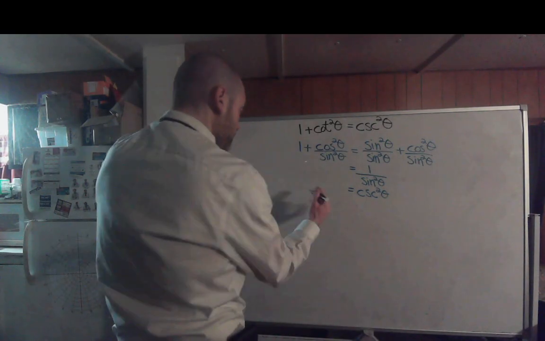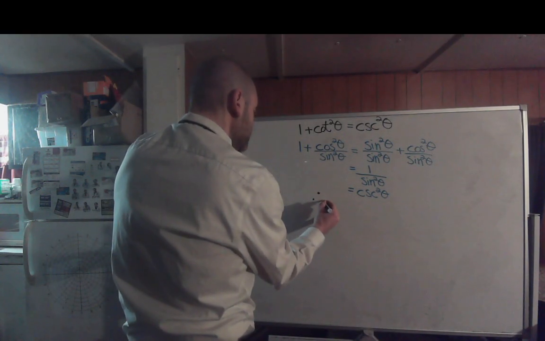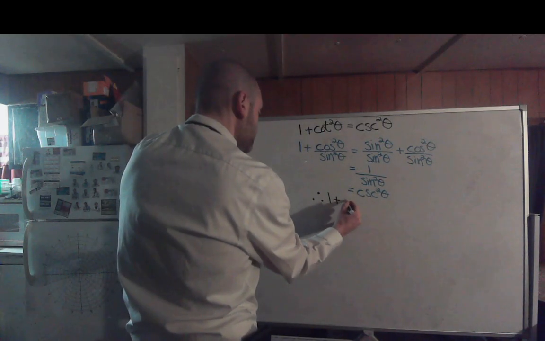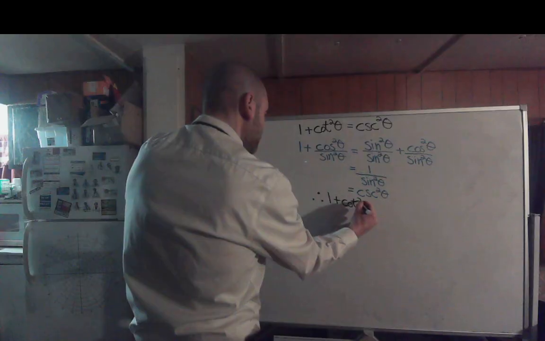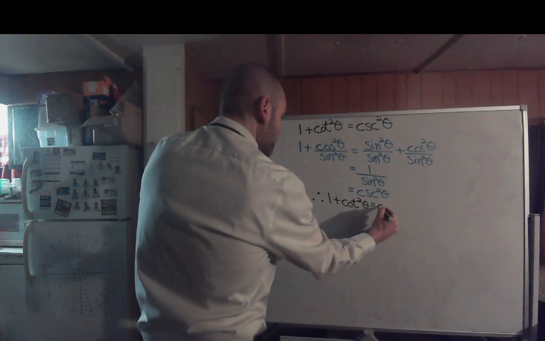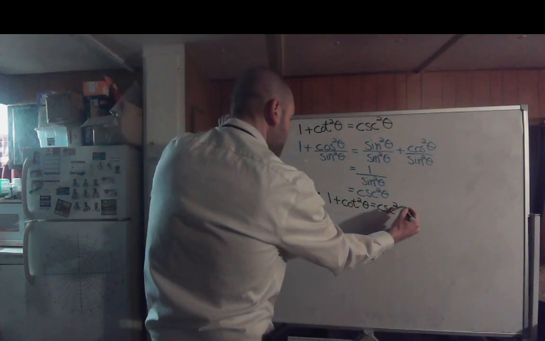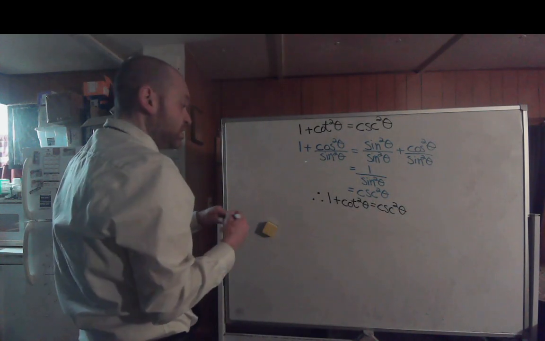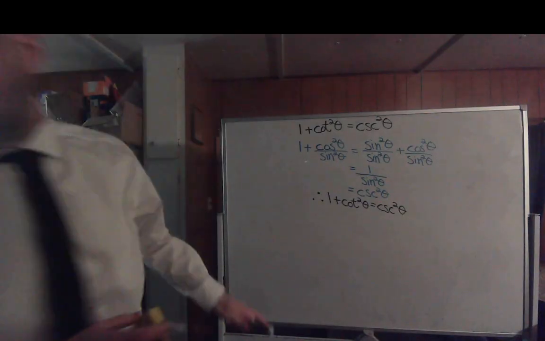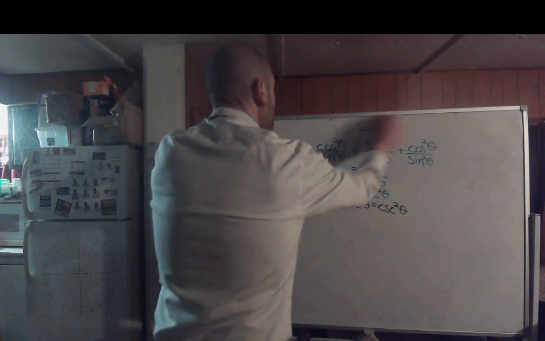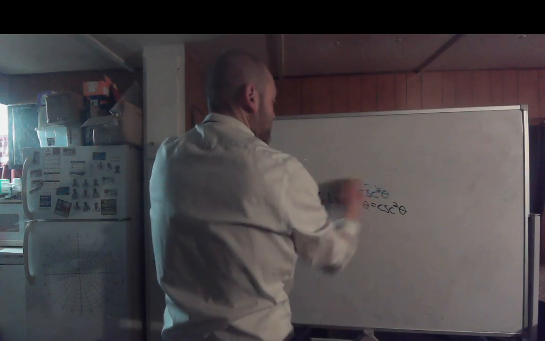So therefore, we can say that 1 plus the cotangent squared of theta equals the cosecant squared of theta. So very important identity there for you. Alright, so what we just did were called Pythagorean identities. And you could set up right triangles and illustrate it that way too, but we didn't need to do that.